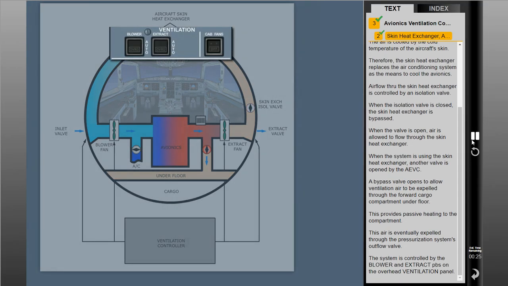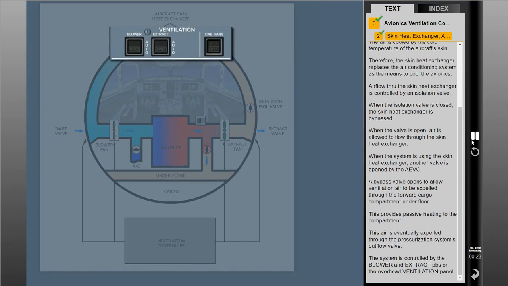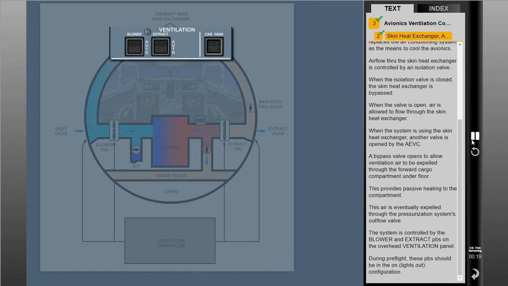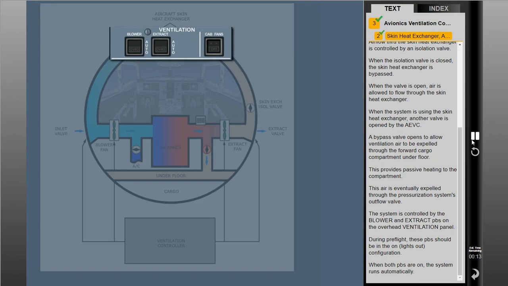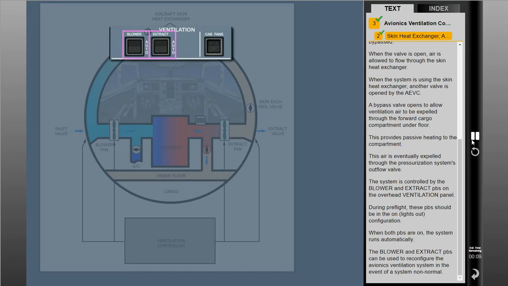The system is controlled by the blower and extract push buttons on the overhead ventilation panel. During pre-flight, these push buttons should be in the on, lights out configuration. When both push buttons are on, the system runs automatically. The blower and extract push buttons can be used to reconfigure the avionics ventilation system in the event of a system non-normal.